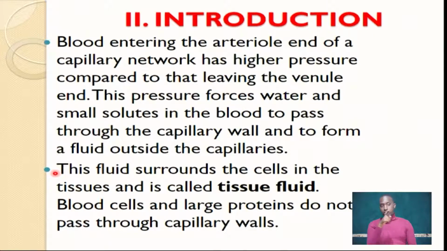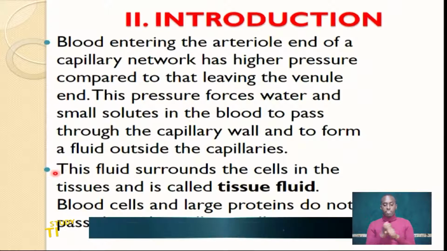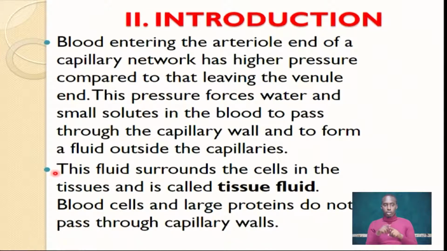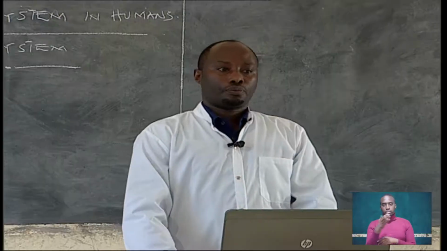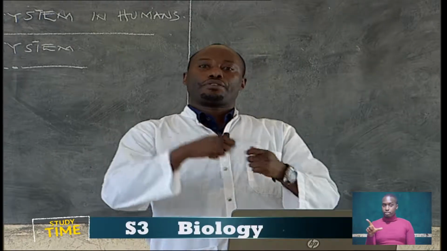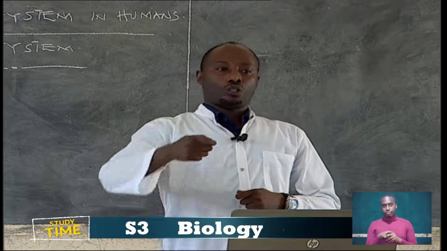As the blood is moving into the arterioles, it must be moving with high pressure. In that way, the pressure forces water and even small solutes in the blood to pass through the capillary wall and form a fluid outside the capillary, which is called lymph. The lymph is a fluid formed outside of the blood vessels. This fluid surrounds the cells, and we call it interstitial fluid, which normally surrounds the cell.